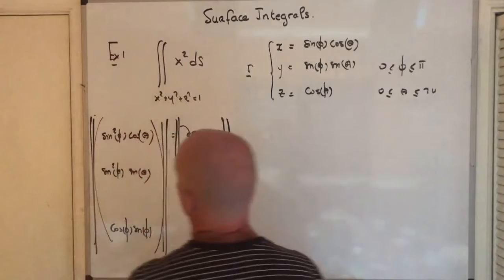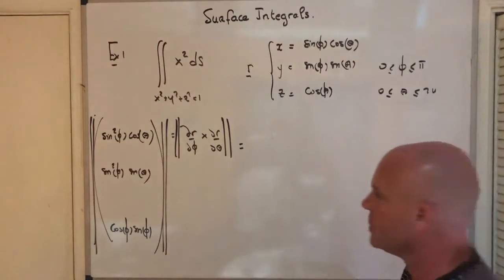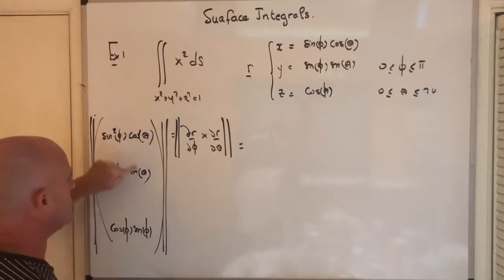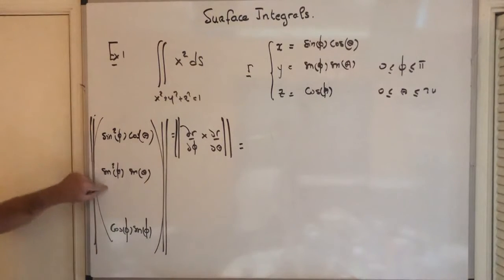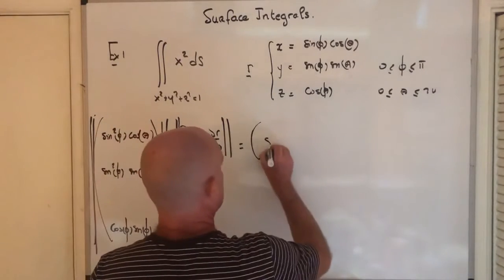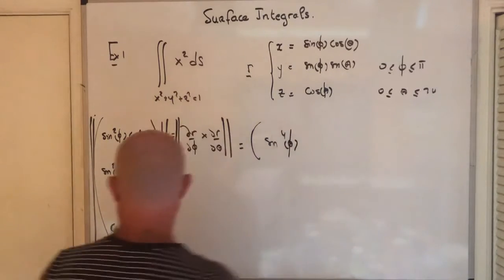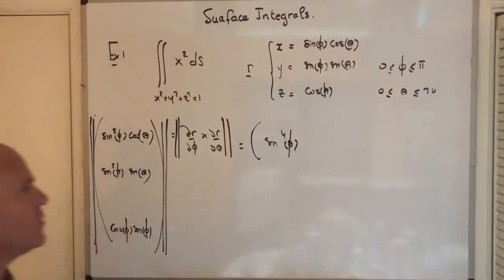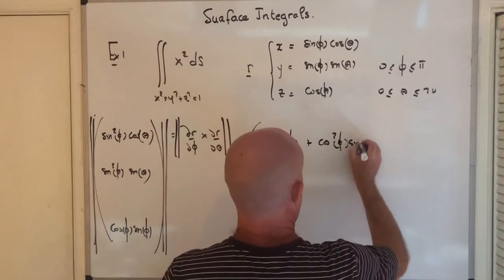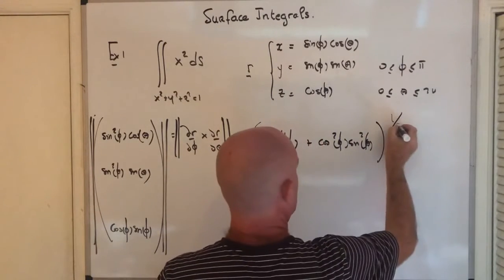So I'm going to take the sum of the squares of those components and take the root eventually. So we're going to get sine to the fourth phi cosine square theta plus sine square theta. We get sine to the fourth phi as a factor of the sum of cosine square and sine square. That's going to give me sine to the fourth of phi plus cosine phi square sine phi square. And of course I need to take the root of this.